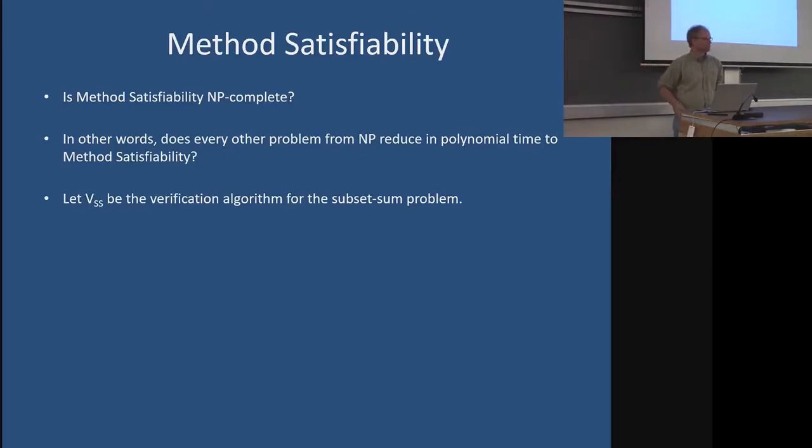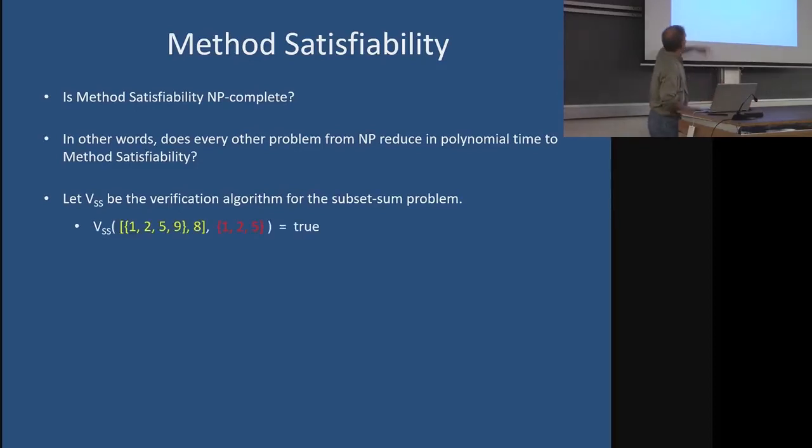Okay? And of course, V sub SS runs in polynomial time, because otherwise it wouldn't be a verification algorithm. Yeah? Subset sum problem is just where you have an integer and you want to prove that a subset adds up to that. Right. You're given a set of integers and an integer, and you want to find a subset of the set that adds up to the integer. So it'll have a verification algorithm. We'll call it V sub SS.